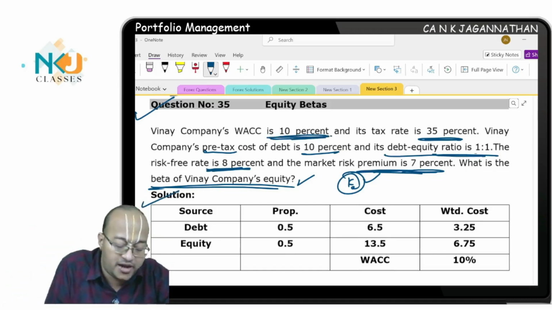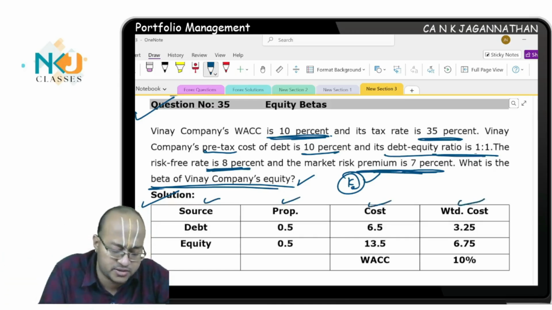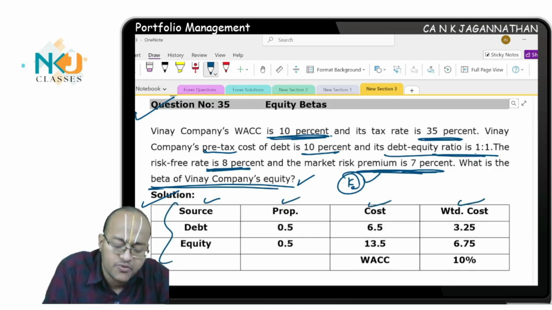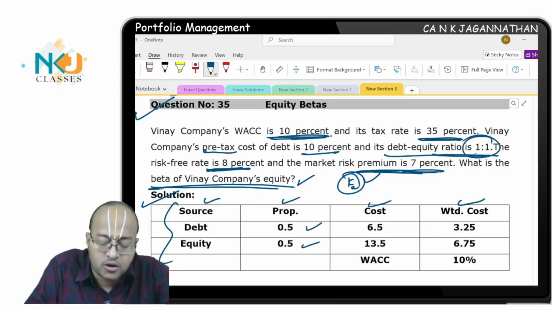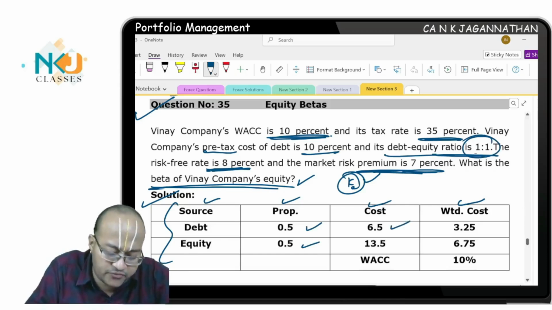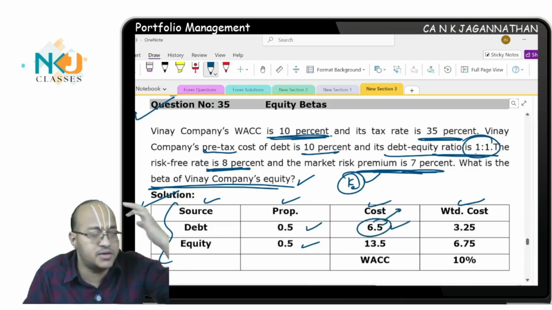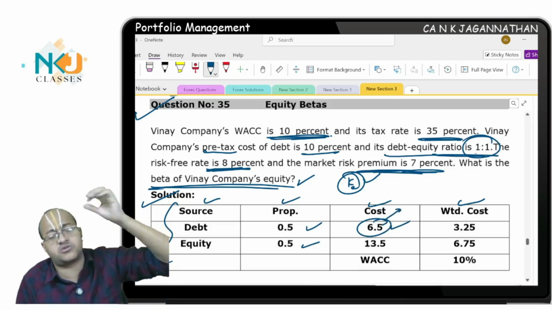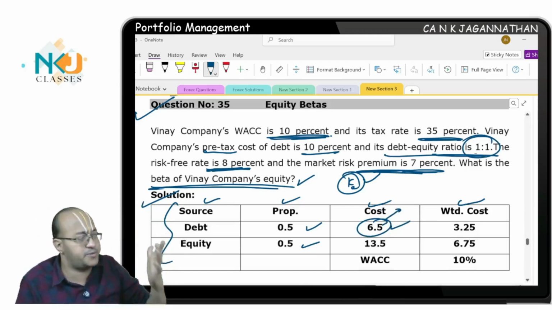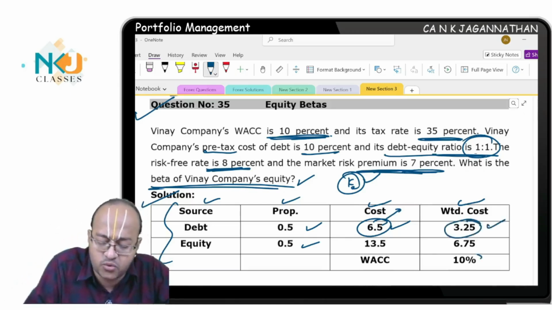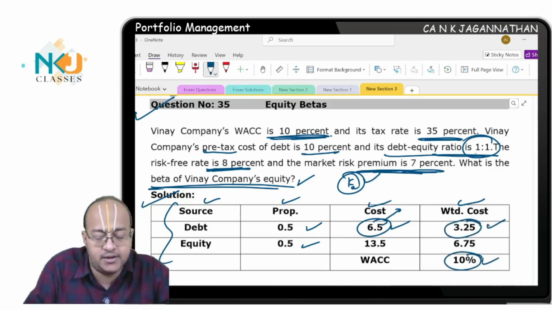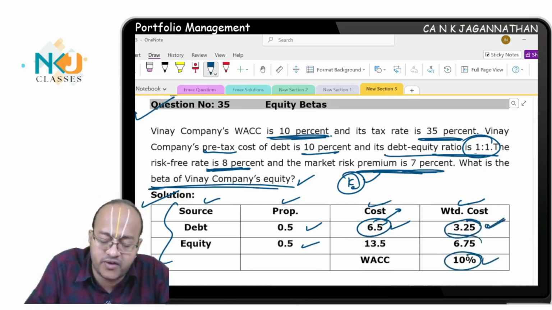WACC computation: source, proportion, cost, weighted cost, nothing new, already discussed in intermediate. The same thing, cost of capital. Debt, proportion 0.5, because 1:1 is the debt equity ratio. Cost of debt is 6.5. How 6.5? 10% is the pre-tax cost of debt. Tax rate is 35%, so post-tax cost of debt is 6.5%. Weighted cost comes to 3.25. Total is 10%, WACC. Hence weighted cost of equity, the balancing number, is 6.75.